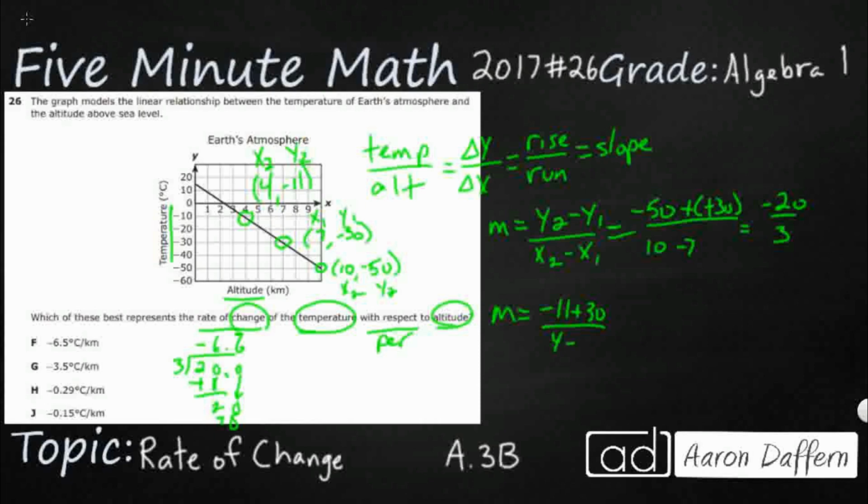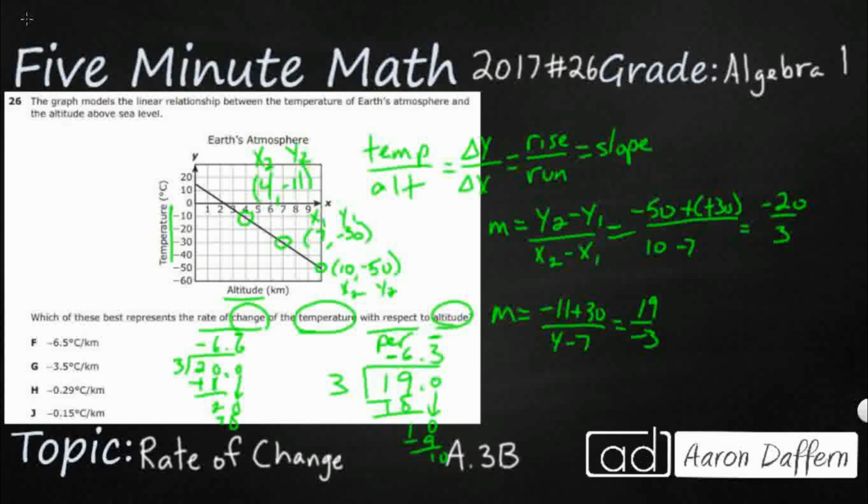So that's 4 minus 7, and that's going to be 30 minus 11, which is 19 over -3. Now we need to divide that. 3 goes into 19 six times, so it is looking pretty good there. That goes into there 3 times, and that's going to be repeating. So it's -6.3 repeating on that one, and then -6.6 repeating on the other.